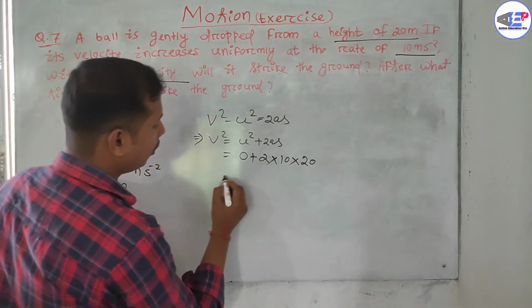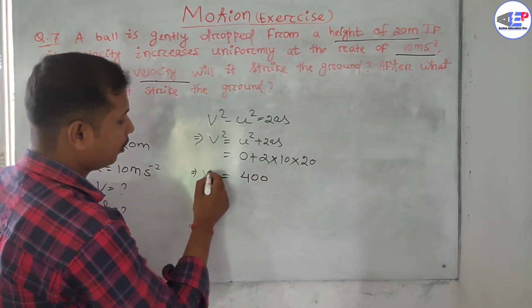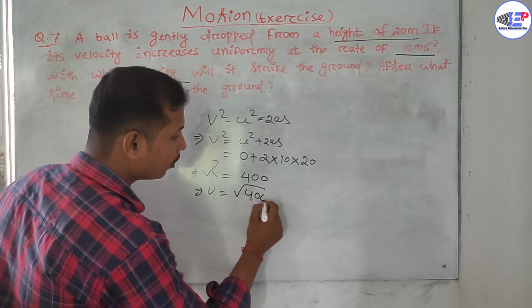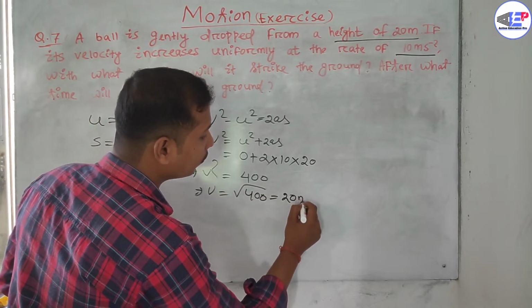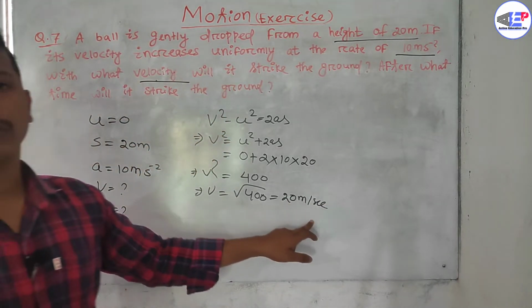So v square will be equal to 400. Then v will be equal to root over of 400, which will be 20 meter per second. So the final velocity will be 20 meter per second.